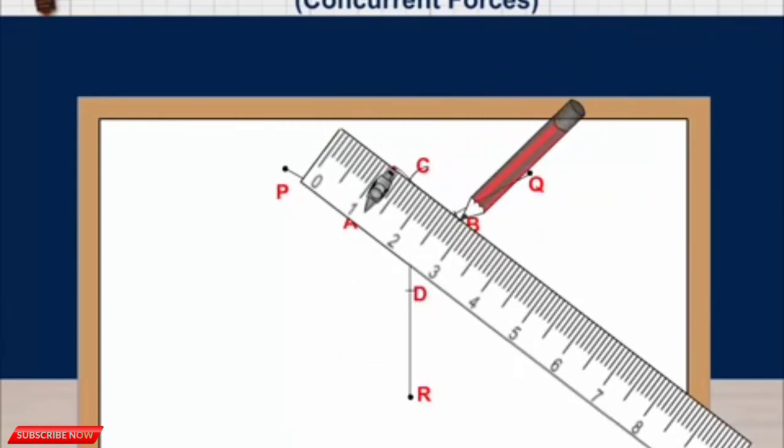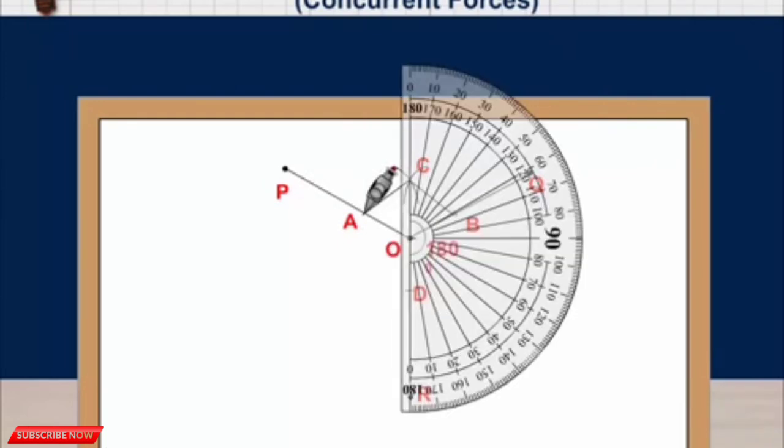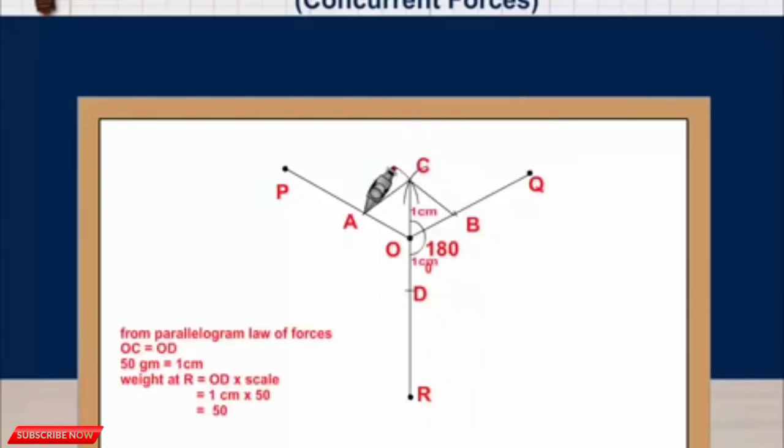Resultant parallelogram is formed. Measure the angle COD and note it in the tabular form. Measure the length OC and note it in the tabular form. If OC is equal to OD and angle COD is equal to 180 degrees, then parallelogram law of forces is verified.